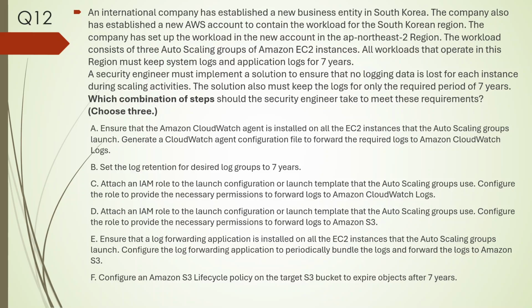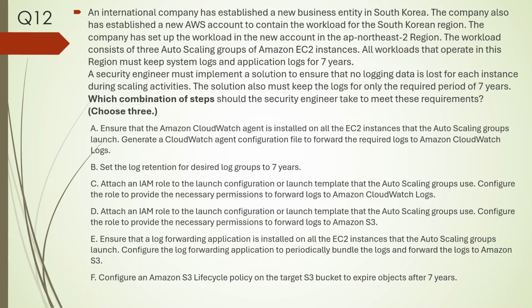An international company has established a new business entity in South Korea. The company has established a new AWS account to contain the workload for the South Korean region. The company has set up the workload in the new account in the ap-northeast-2 region. The workload consists of 3 auto-scaling Amazon EC2 instances. All workloads that operate in the region must keep system logs and application logs for 7 years. The security engineer must implement a solution to ensure that no logging data is lost from each instance during scaling activity. The solution also must keep the logs for only the required period of 7 years. Which combination of steps should the security engineer take to meet those requirements? You need to choose 3.